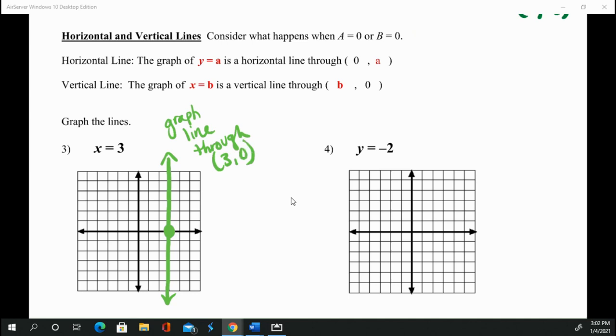Because every point on that line has an x value of 3. Different y values, but the x value is 3 for each of those points on that line. For y equals negative 2, so first find where y equals negative 2 on the y-axis. And same thing, the y values are negative 2 all along this horizontal line. So we're going to graph a horizontal line through the point 0, negative 2.